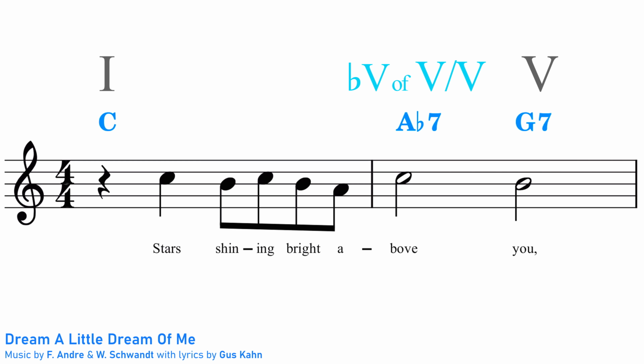So the 5 of 5, D7, has been tritone subbed, turning it into an A flat 7, what is effectively the flat 6 chord of the key.